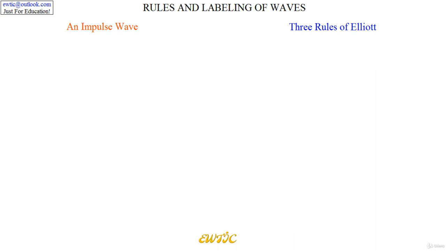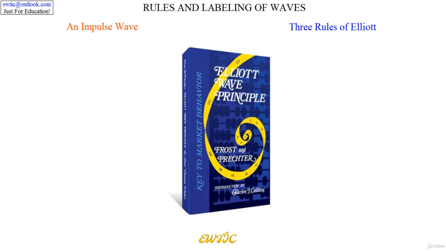Welcome to section 2, impulse waves. This is lecture 3, rules and labeling of waves. Previously we have learned about the impulse wave and its internal fractal structure. In this lecture we are going to have a look at some rules pertaining to impulse waves and also the wave labeling on different degrees according to the book Elliott Wave Principle: Key to Market Behavior by Frost and Proctor, which is our primary course book.